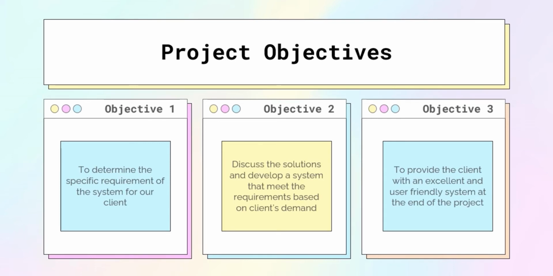Thus, we are developing our system based on our client's requirements to satisfy our client and help the Sakura College Representative Council do their work better and more efficiently. Lastly, to provide the client with an excellent and user-friendly system at the end of the project. The system that we build should be reliable, fully functional, and function as it should. The system should also fulfill our client's requirements and satisfy our client. It also should resolve the problems that the Sakura College Representative Council encountered during the services for Sakura College and residents.